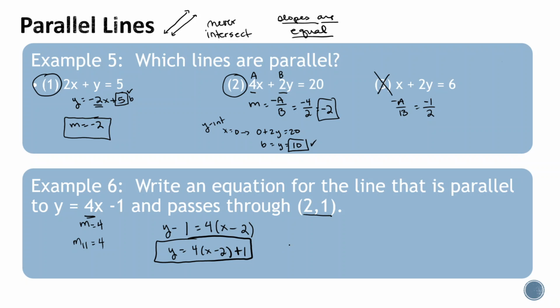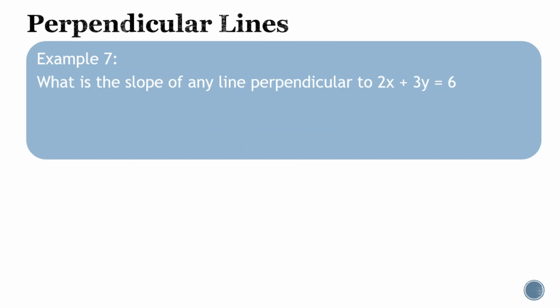Now some people like to simplify that, so we can distribute the 4 and we end up with y equals 4x minus 7 in slope-intercept form. Either of these are fine answers. They're equivalent equations. All right, so the next thing we want to talk about is perpendicular lines.